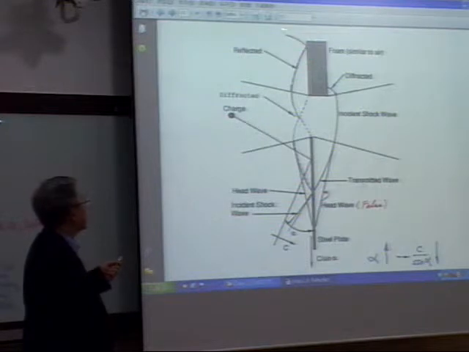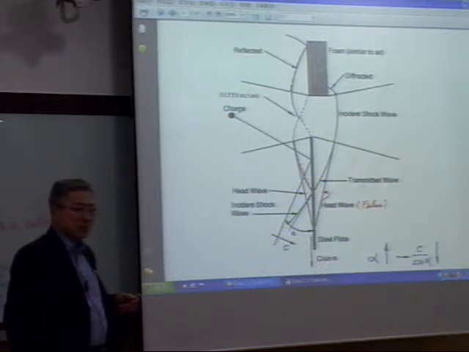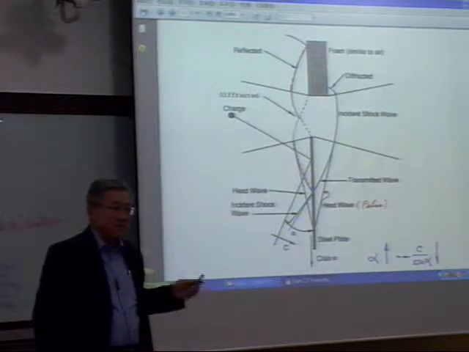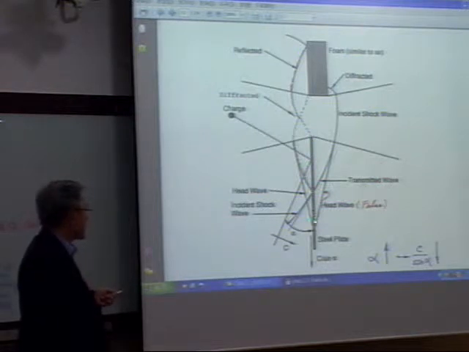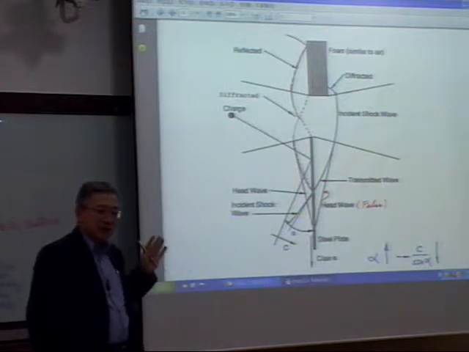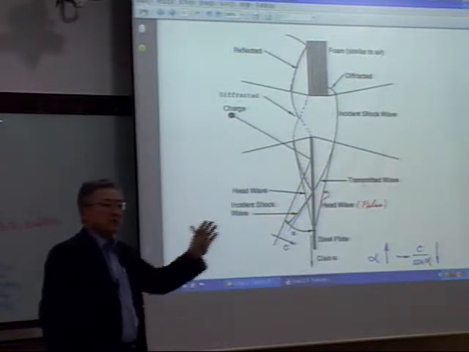So this portion is a part of the incident shock wave. If there is nothing else here, this is going to be all coming down like this. This is a portion of the incident shock wave which went through the hole. Makes sense, right? And this is steel. When the wave hits it, it reflects from the steel surface, but it transmits right through also.